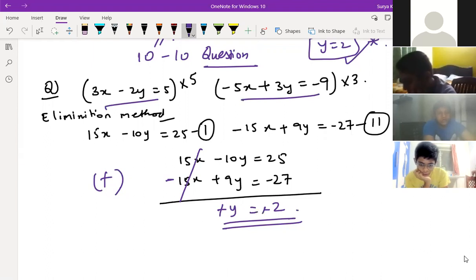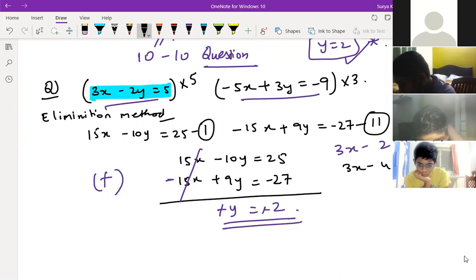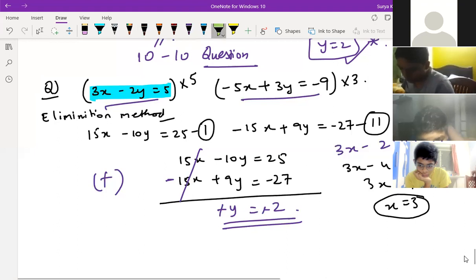So in that case, we'll get the value of x. So 3x minus 2 into 2 is equals to 5. I'm putting in this equation. Okay, children. So this becomes 3x minus 4 is equals to 5. 3x is equal to 9, x is equal to 3. So you just think this one coolly, absolutely calmly, you think for 2 minutes. If you're having doubt, you can ask me.